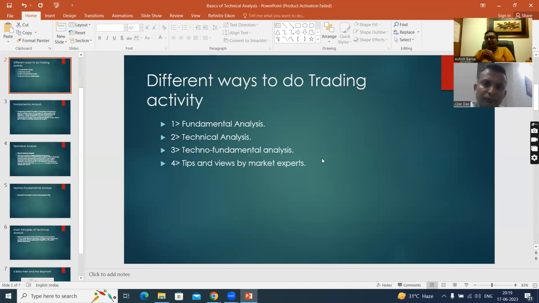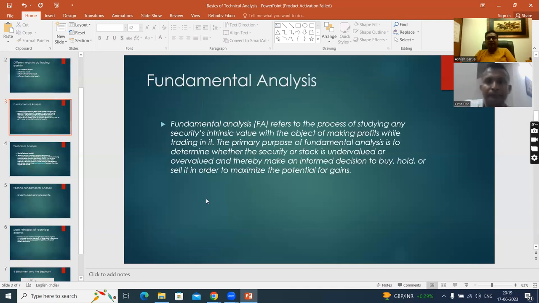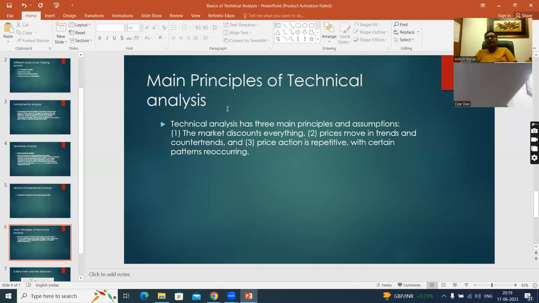So that is not our view about tip providers, and we are also not going to cover that area. We are exclusively focusing on the technical analysis part. Before going into the details, we'll try to touch upon the basics, the main principles of technical analysis. What are the main principles on which technical analysis rests or depends?